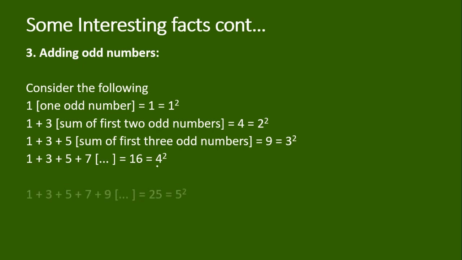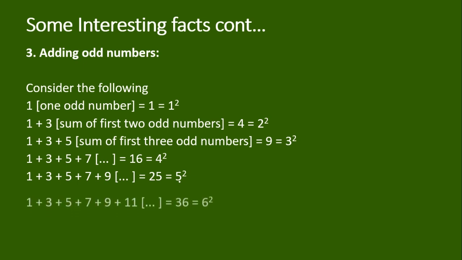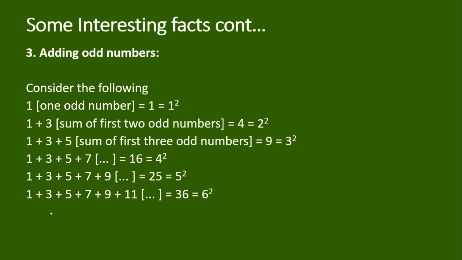Okay. Now, next I am going to add the first 5 odd numbers. That is 1 plus 3 plus 5 plus 7 plus 9. And this is equal to 25. And 25 is equal to what? That is equal to 5 square. Okay. Similarly, next we are going to add the first 6 odd numbers. That is 1 plus 3 plus 5 plus 7 plus 9 plus 11. So this sum is equal to 36, and 36 is equal to what? That is equal to 6 square, and so on.